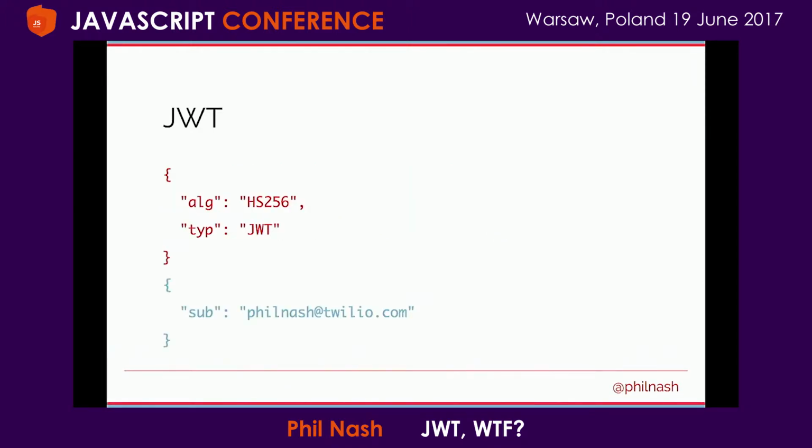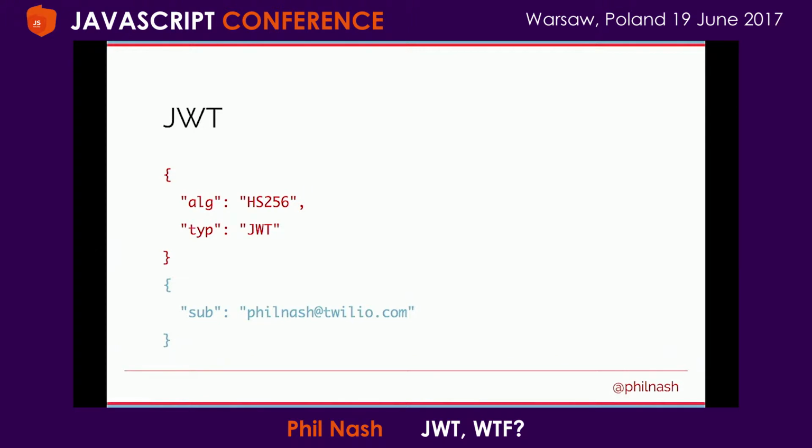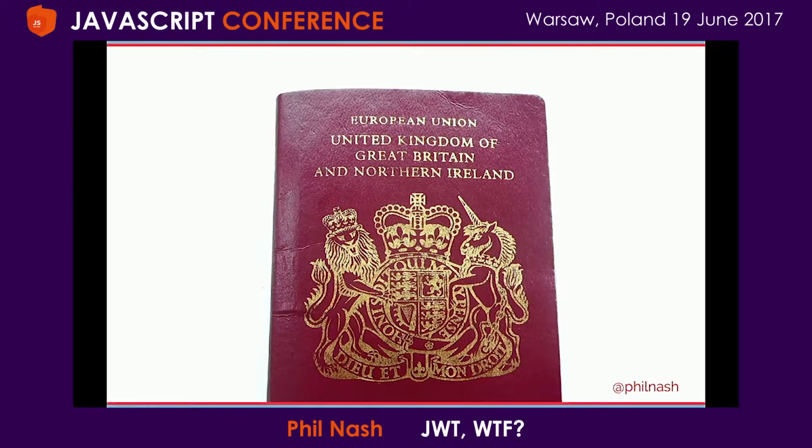In fact, this is what that header and payload are in that particular JWT. So we can expand the pink and blue bits there to this. And it's just two JSON objects in this case, which tell you the algorithm that's been used to sign it, what it is, a JWT. And then this claim simply claims that I, as the subject, have the email address philnash@twilio.com. That's all true. But JWTs are pretty much a bit like a passport in a way.